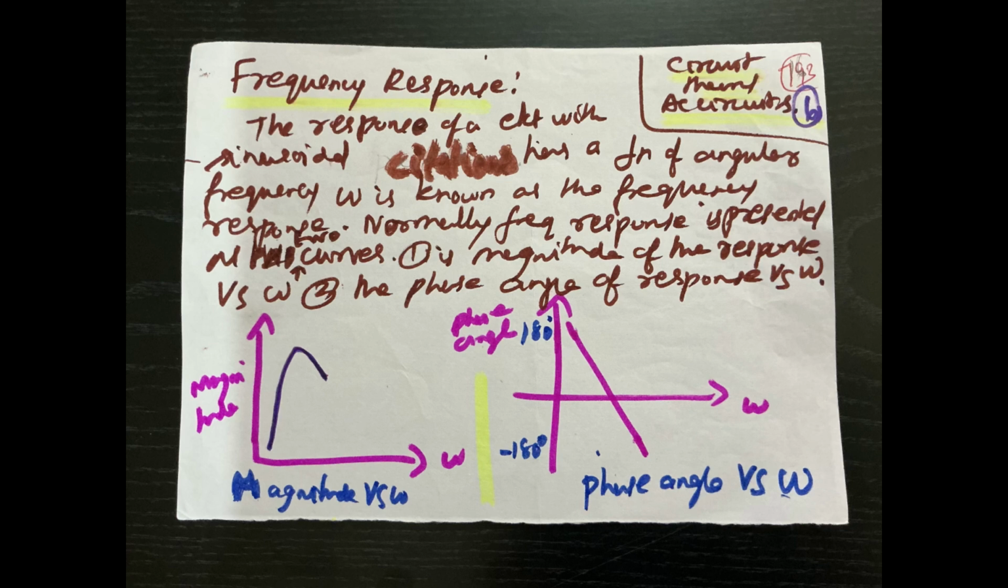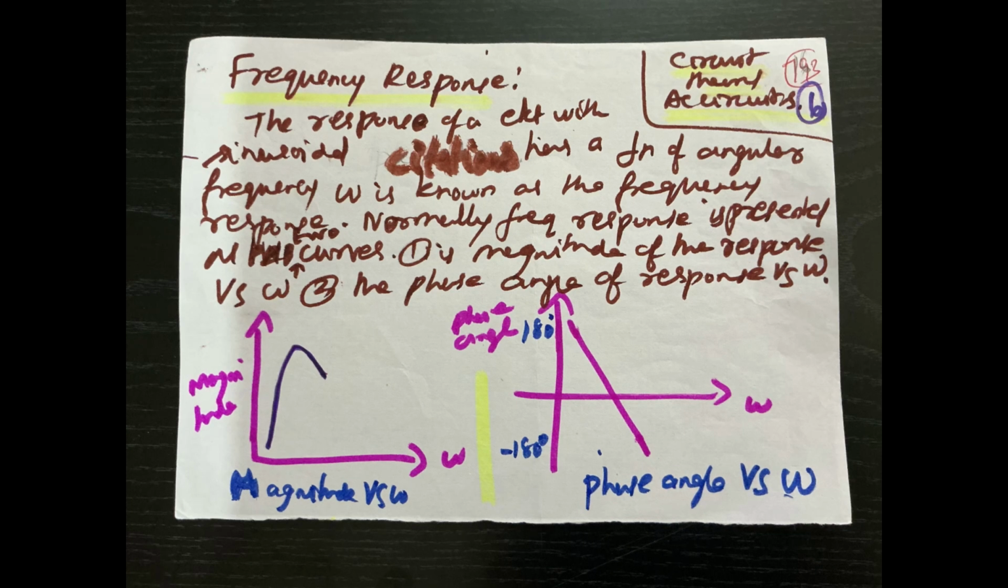Circuit analysis, frequency response. The response of a circuit with sinusoidal excitations as a function of angular frequency omega is known as the frequency response. Normally, frequency response is presented as two curves. One is the magnitude of the response versus omega. The second is the phase angle of the response versus omega.